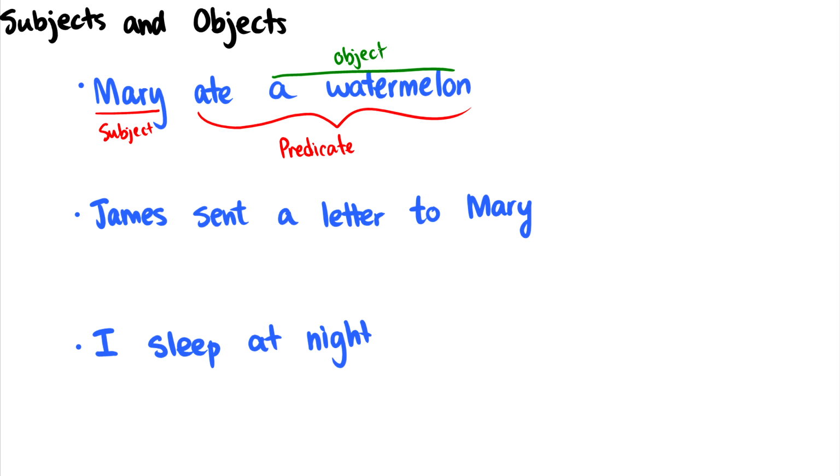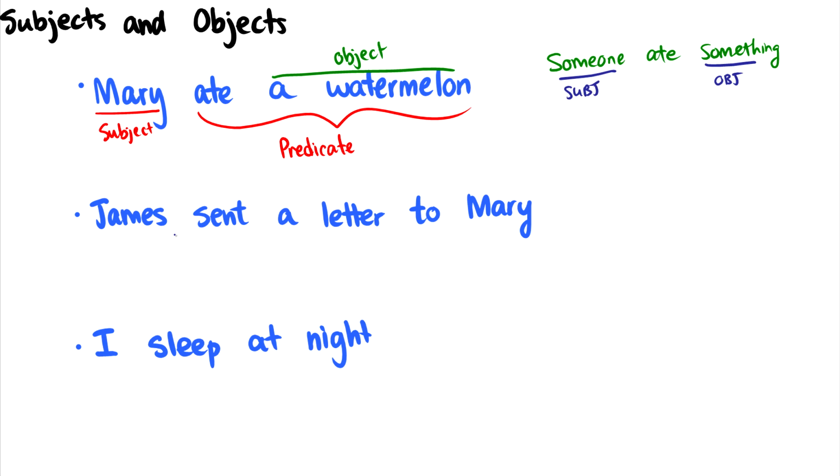So what I like to do when I see these verbs, I like to think, well, ate. Well, one way we can paraphrase the sentence is someone ate something. So the person doing the eating is going to be our subject, and the thing being eaten is going to be our object. Okay, so that's subject and object.